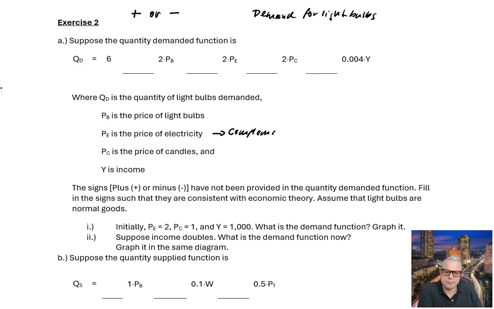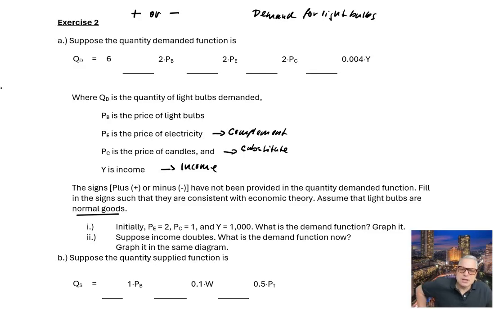Complement. And then we have the price of candles. What is a candle to a light bulb? Well, that is a substitute. And then we have income. And we assume that light bulbs are normal goods. So that is income. And what's important is also that it's a normal good.